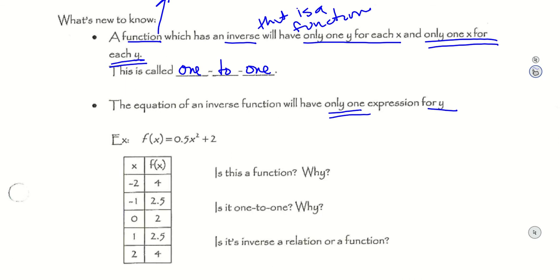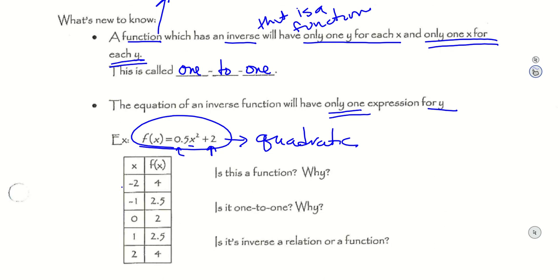Let's take this as an example. I have f of x equals 0.5x squared plus 2. That is a quadratic function. Notice that x is squared. Outside that, we're multiplying by 1/2, so that's a vertical dilation by a factor of 1/2, so it's going to squish it down vertically. And we are adding 2, so that's a vertical translation up 2. Question, is this a function?